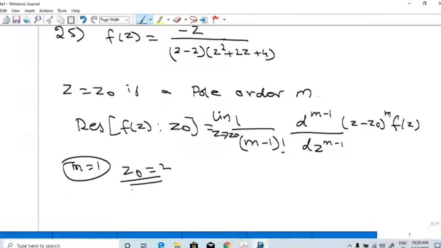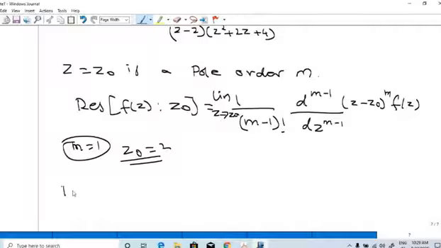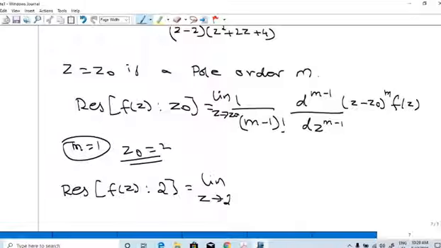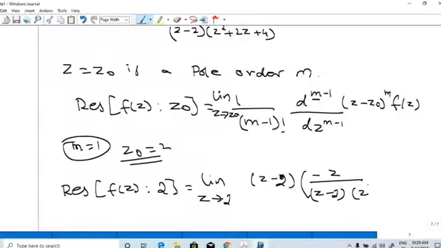Therefore, now write the residue of f of z at the point 2 is nothing but limit z goes to 2 of 1 by (m minus 1) factorial. M is 1, 1 minus 1 is 0 factorial. 0 factorial is 1. And then this is the m minus 1, 0th derivative, that is, just no derivative. Therefore, (z minus 2) to the power m, which is 1, into f of z. What is f of z? Minus z by (z minus 2) times (z square plus 2z plus 4).